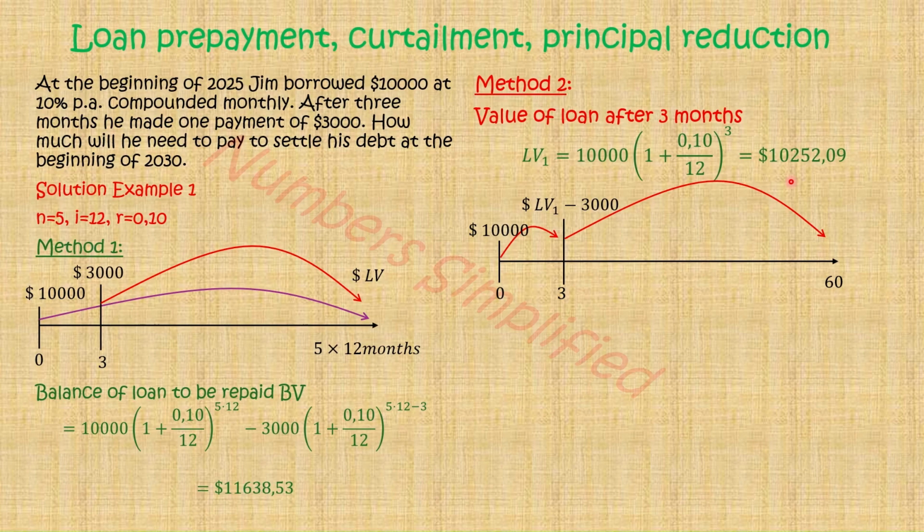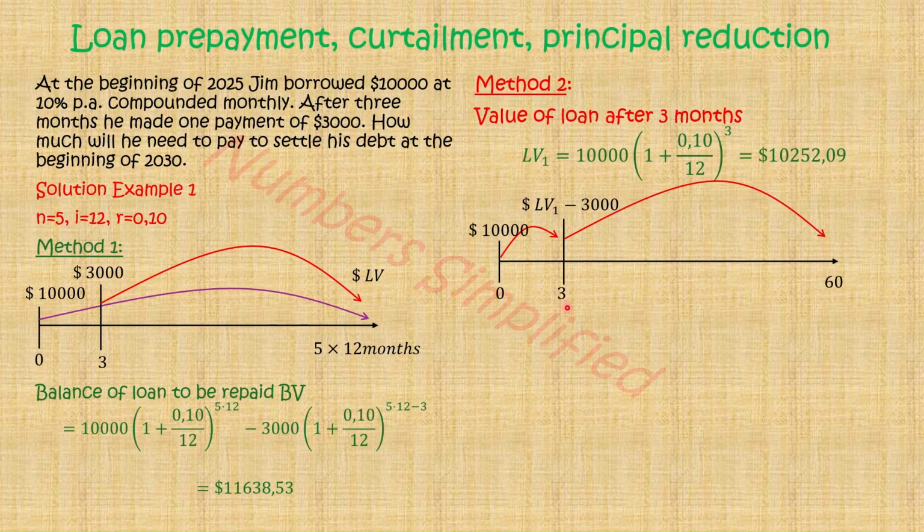So with that, we know that we would need to simplify what's inside the parenthesis. Inside the parenthesis, this expressed as a fraction would be 121 divided by 120 raised to the power 3. I would encourage you to deal with what's inside the parenthesis first so that you avoid making unnecessary mistakes. After that, you raise it to the power 3. Then multiply with the 10,000 so that you get the answer to be $10,252.09. This means that this is the value of the loan after 3 months.